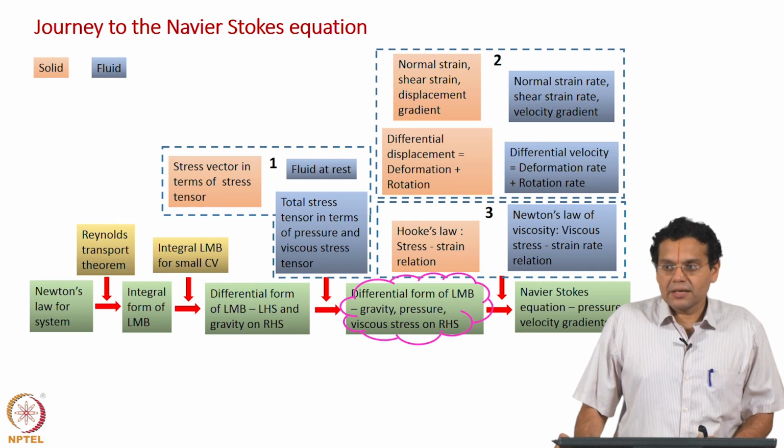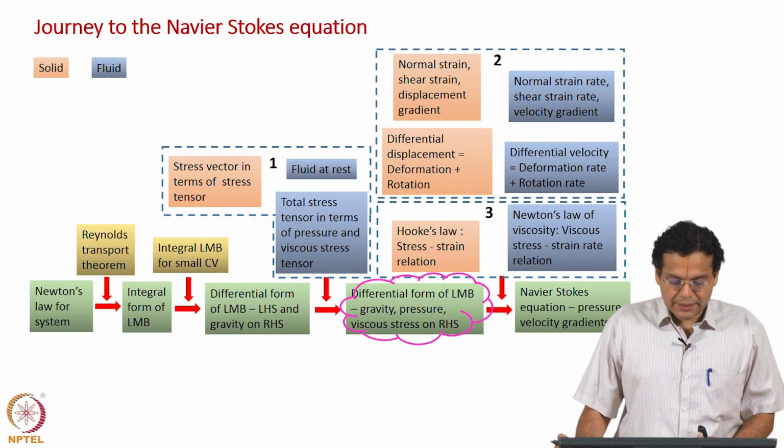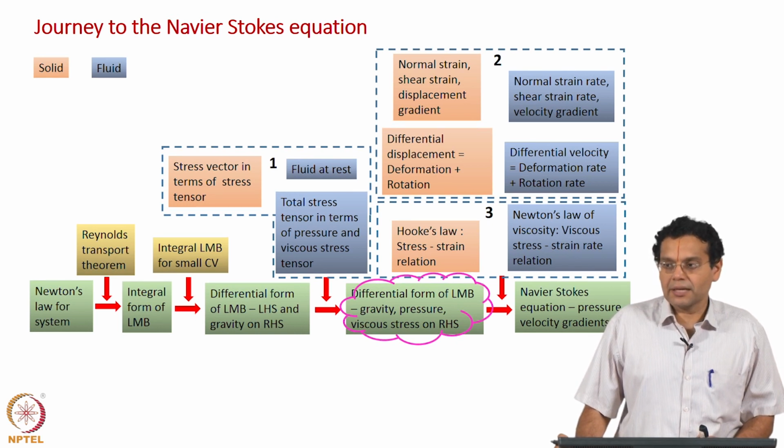We started with Newton's second law of motion, applied the Reynolds transport theorem, and then got the integral form of the linear momentum balance. Then we applied this integral linear momentum balance for a small control volume and obtained the differential form of the linear momentum balance. In that we completed the left hand side.